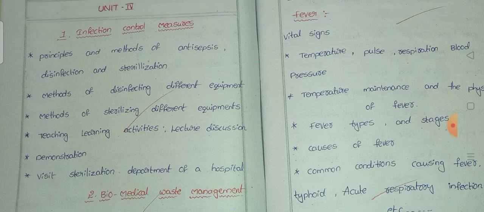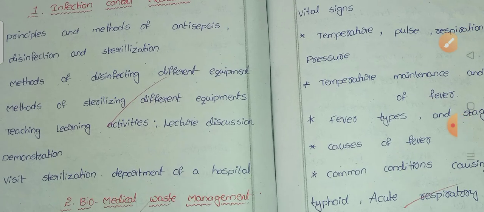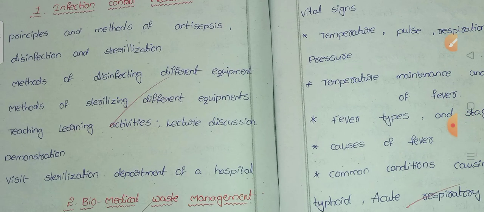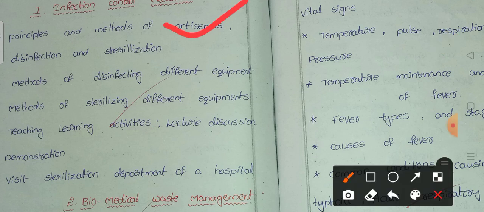In this, principles and methods of antisepsis, disinfection, sterilization, methods of sterilizing different equipment, methods of disinfecting different equipment. These topics are very, very important: sterilization, disinfection, antiseptics, methods of disinfectants, sterilization of equipment. This unit is also very, very important.